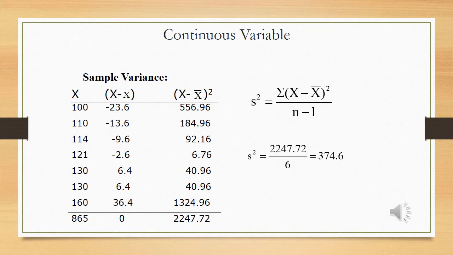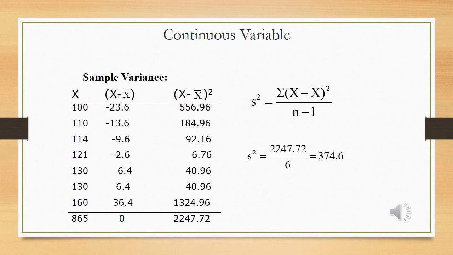So x minus x bar, where x bar is the mean, will be squared for each of those values, and then they will be added together. For the first one, for instance, negative 23.6 squared gives us 556.96. As we continue, they are added together for a total of 2,247.72.